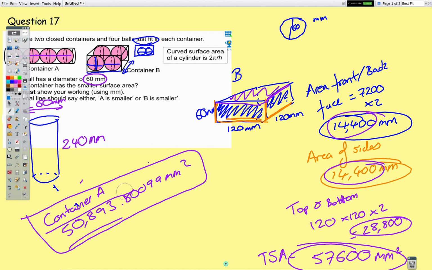Not an easy question, it is a massive marker, but you've got to remember on a higher tier paper for 5 marks, you're going to do a lot of work for it. Hopefully this has helped a few of you out.